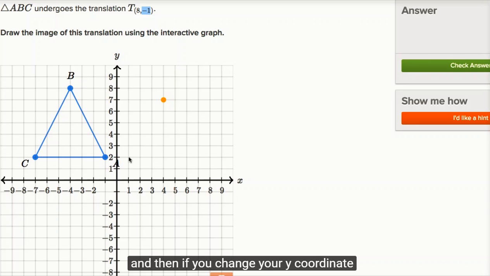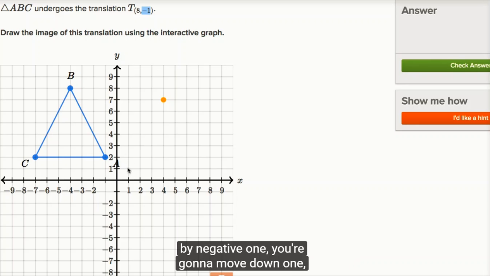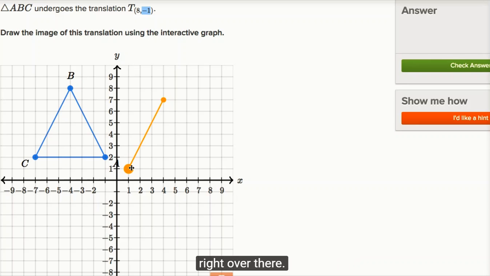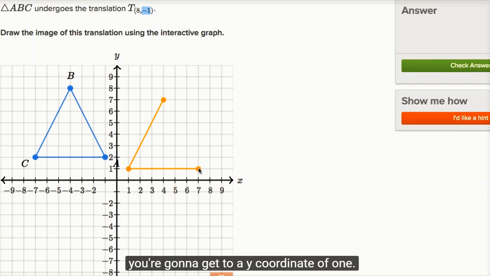And then if you change your y-coordinate by negative 1, you're going to move down 1. Then you're going to get to that point right over there. Now let's do it with point A. So point A's x-coordinate is negative 1. If you add 8 to it, it's going to be positive 7. And its current y-coordinate is 2. If you take 1 away from it, you're going to get to a y-coordinate of 1.